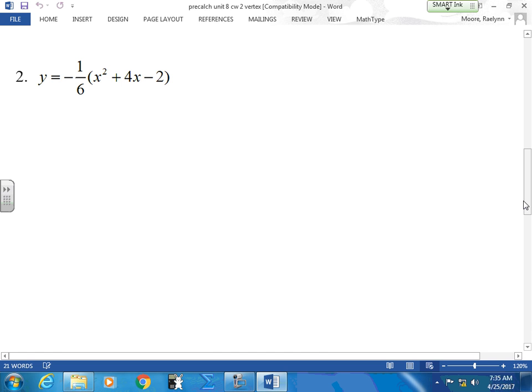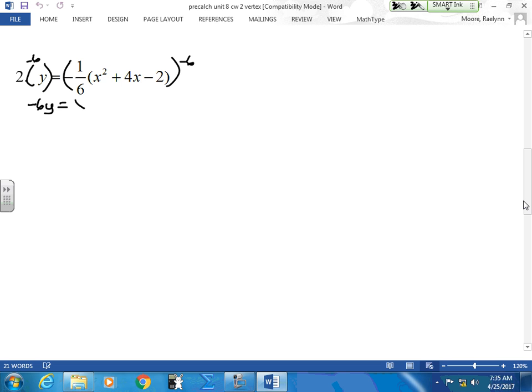We have a lovely fraction. So since we love our fractions so much, why don't we just get rid of it? So what can we multiply both sides by? 6. And I'm really not fond of that negative sign out there either, right? Because then I'm going to be distributing my negative. So why not multiply both sides by negative 6? So this is going to become negative 6y. This is going to wipe that out. Okay. And that doesn't look too bad.